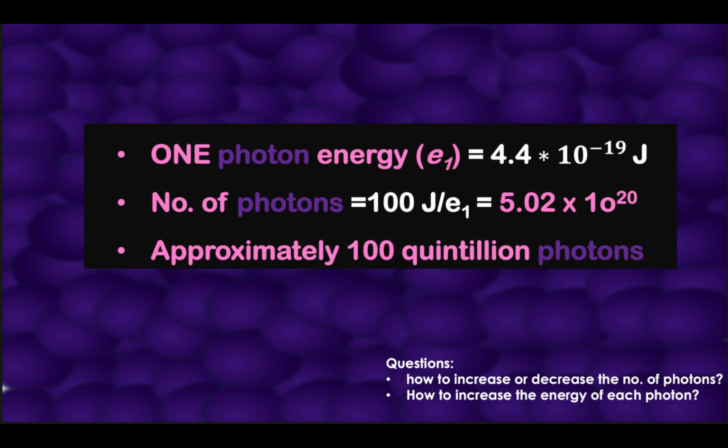Next question is, how to increase or decrease the number of photons in light? To do that, we just increase the intensity of light. Secondly, how to increase the energy of each photon? Just vary the frequency of light.